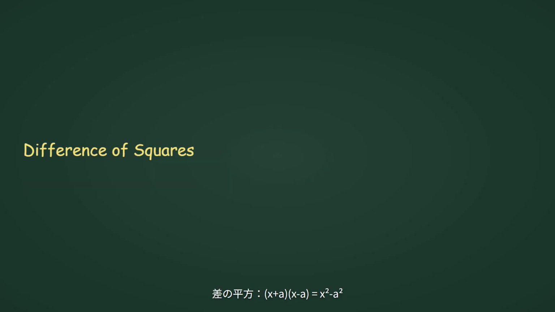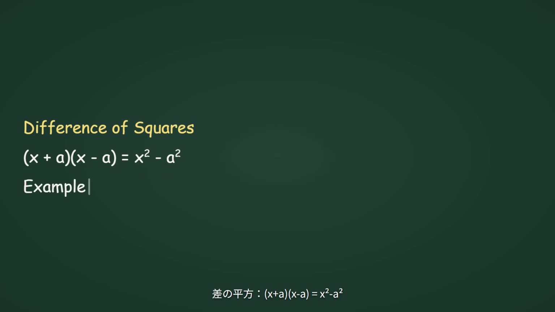Another important identity is the difference of squares. When we multiply (x plus a) by (x minus a), the middle terms cancel out, leaving x squared minus a squared. For example, (x plus 5) times (x minus 5) equals x squared minus 25. This identity is extremely useful for factoring and simplifying expressions.